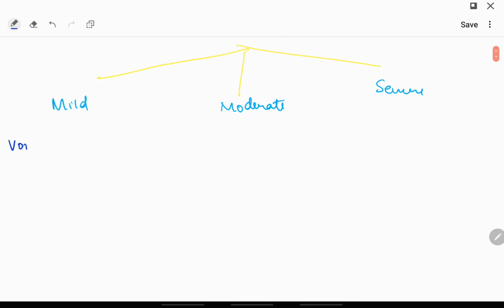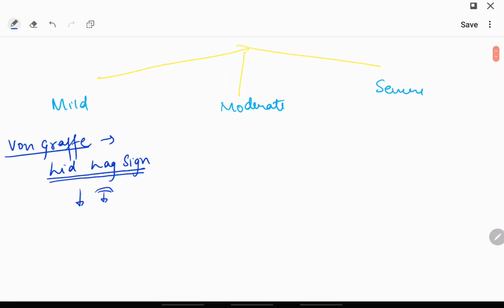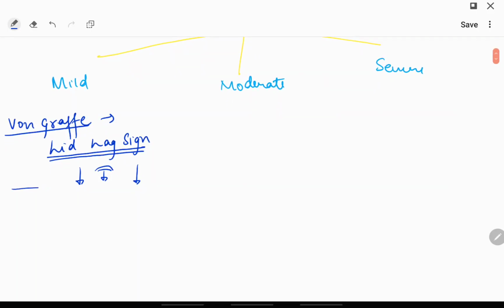So from V, it is von Graefe's. I don't know how to pronounce them, but okay. Von Graefe's sign. Okay, so it is very simple. It is the lid lag sign. When the patient tries to look down, the upper eyelid cannot really cope up with the speed of the eyeball. So it's like a curtain falls down as soon as the button is pressed. Okay, so here there is a delay. The eyeball goes down, but the upper eyelid is not able to cope up with the speed. Okay, so this is the von Graefe's sign.